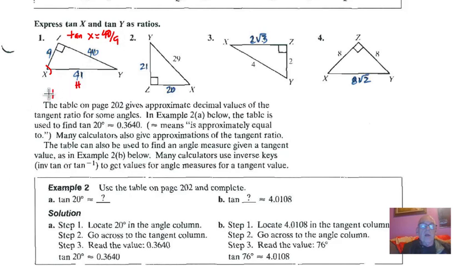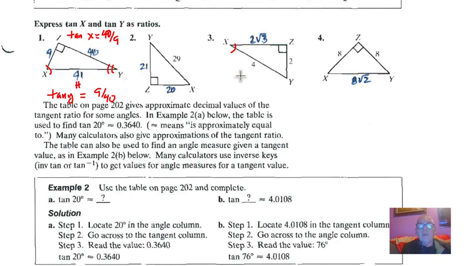Tan y, now we're using this angle over here as our y angle. Again, this is still the hypotenuse. The opposite side to y is the 9, and the adjacent is the 40. So tan y equals 9 over 40. Okay, let's look at number 3. Number 2 you need to do on your own.